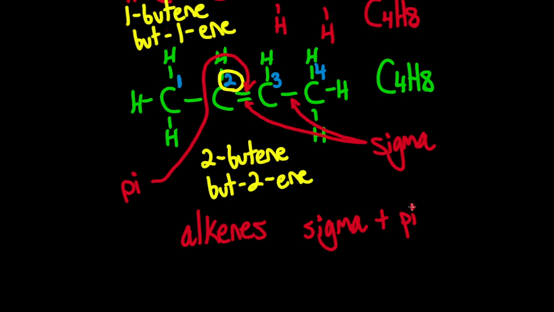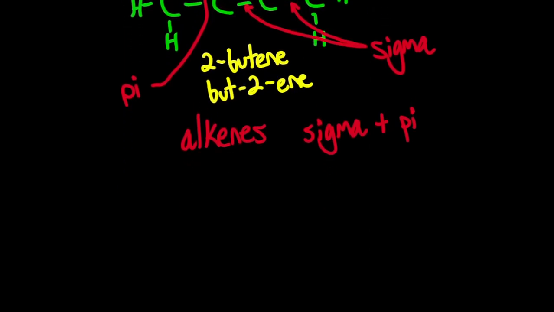Alright? And pi bonds in general are much less stable than sigma bonds. Okay? So all you need to know, and we're not going to get too terribly deep into why, is that pi bonds are unstable.